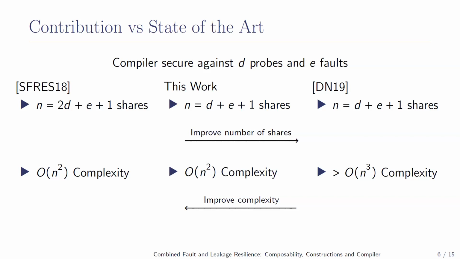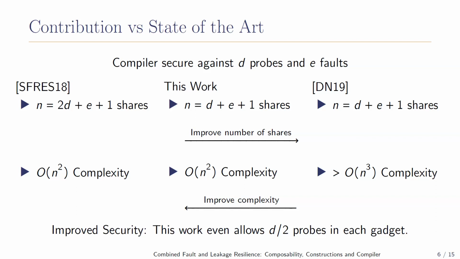We even improved the security, because we do not only allow the adversary to probe D wires in the full circuit, we even allow D/2 probes in each gadget. This means that we can increase the number of probes with the circuit size.